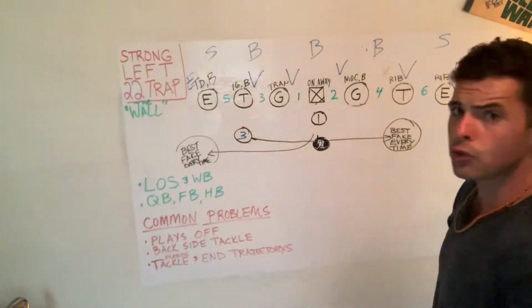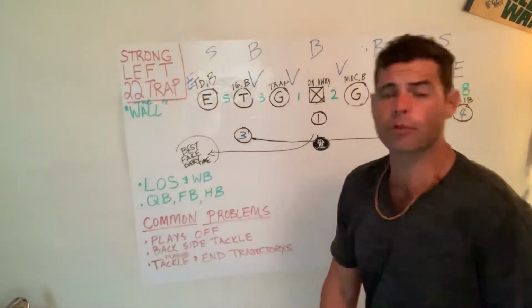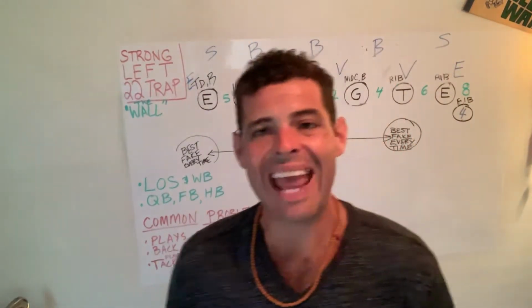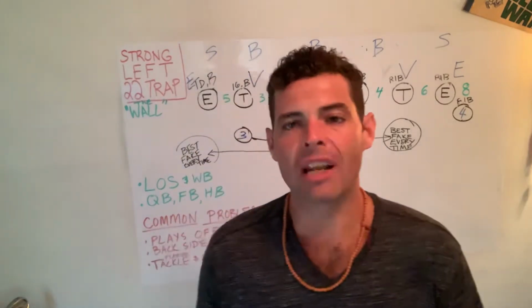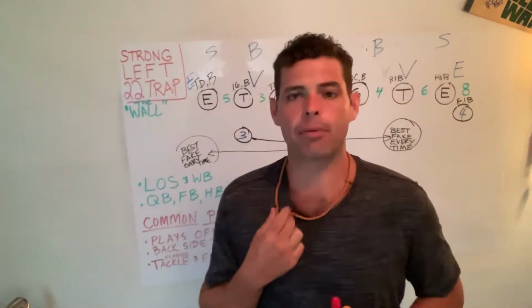But anyway, look at what we got here. Trap. 22 trap. So, common problems. First common problem, plays off. Usually by wingbacks and ends, and running backs that aren't getting the ball. We cannot afford to take a play off.